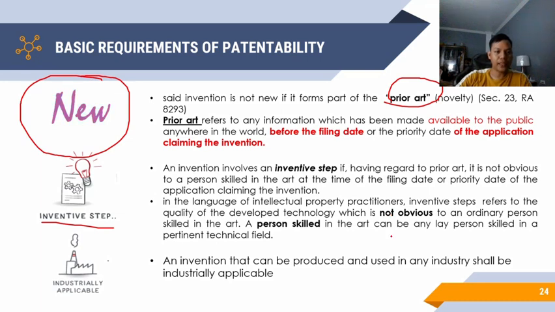In the language of intellectual property practitioners, inventive step refers to the quality of the developed technology which is not obvious to an ordinary person skilled in the art. So a person skilled in the art can be any lay person skilled in a pertinent technical field. And then the third one is industrial applicability. Your invention must be industrially applicable. It is applicable in the industry. So an invention that can be produced and used in any industry shall be industrially applicable.